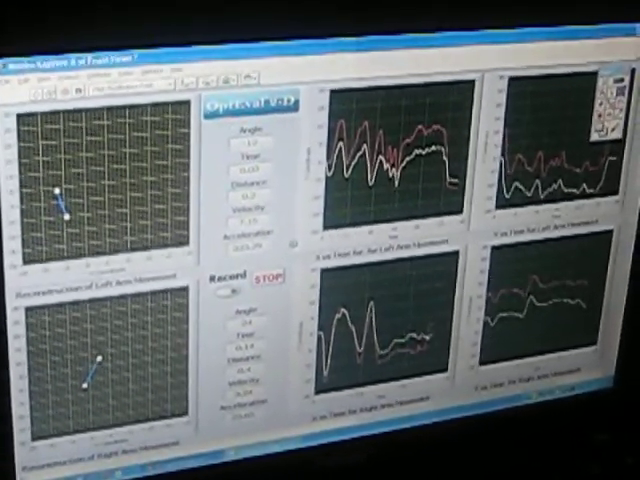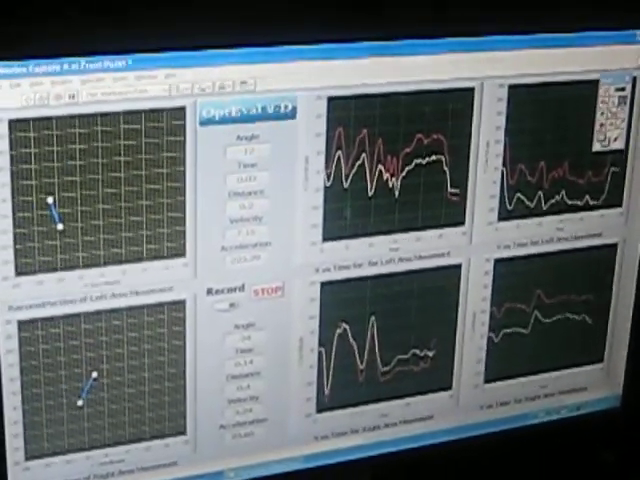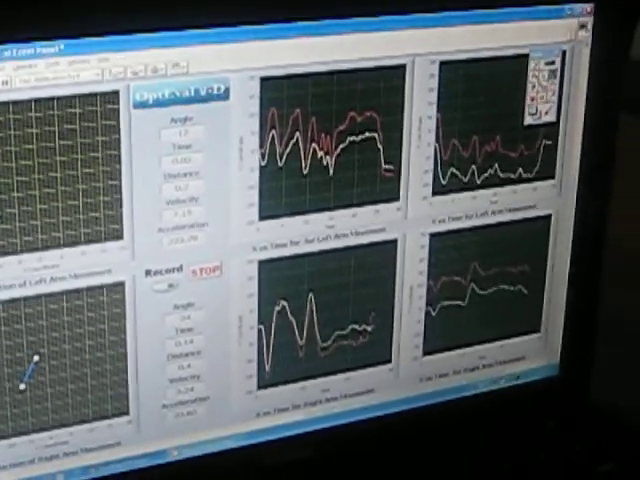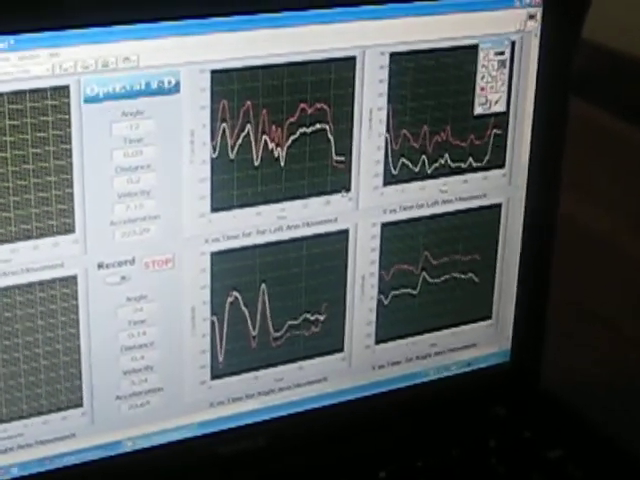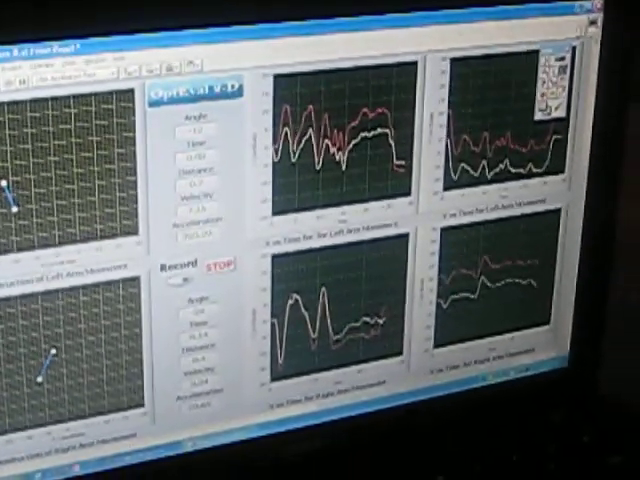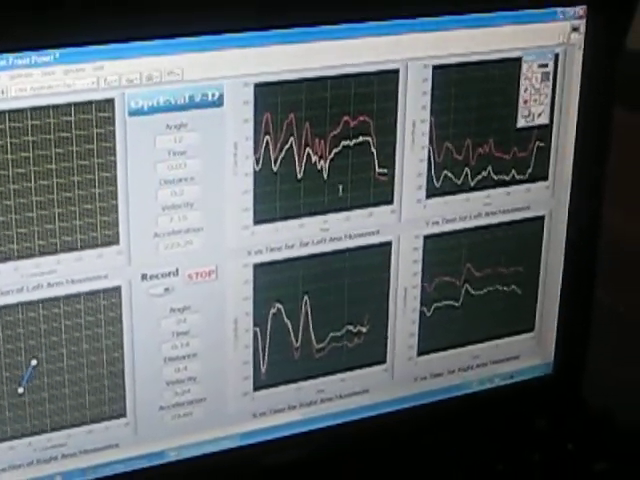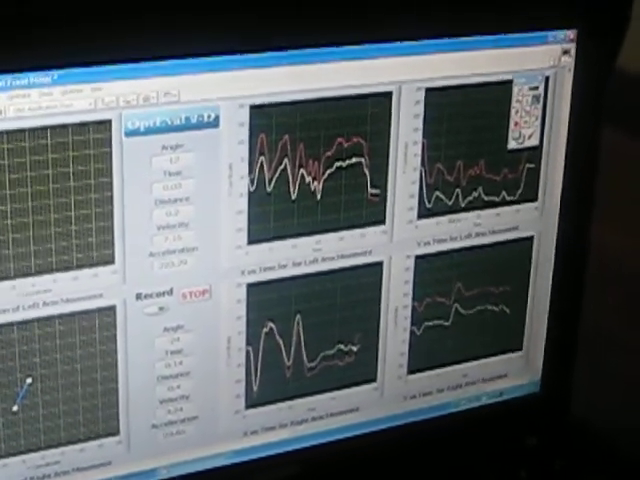So one of the key points is the total distance of that movement. And the 4 graphs over here are just outputs of what's coming out from these sensors. So you can see what's going on. Red and white are for each sensor, and the left is for the X direction and the right graphs are for the Y direction.